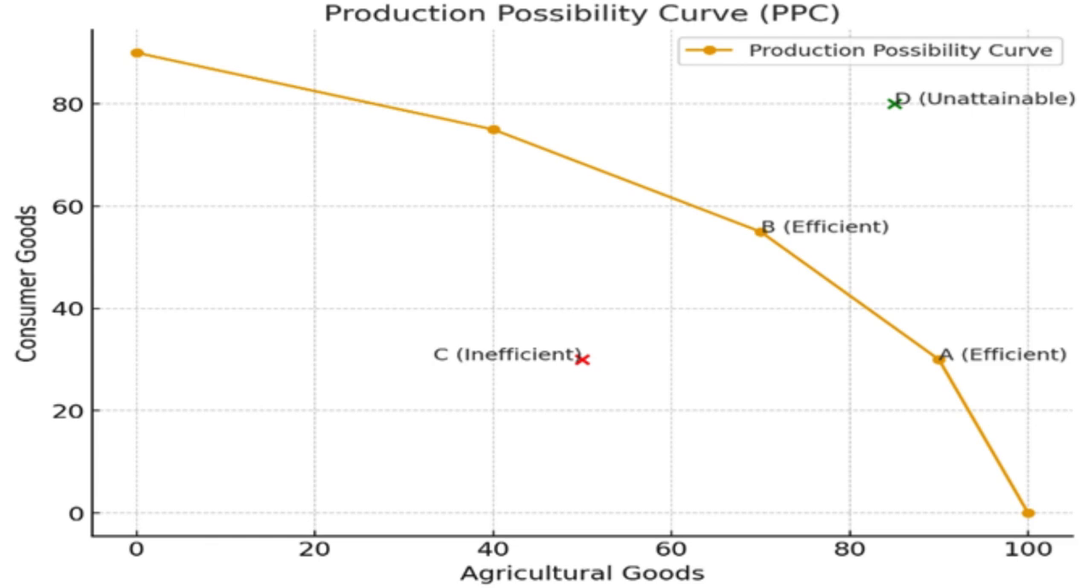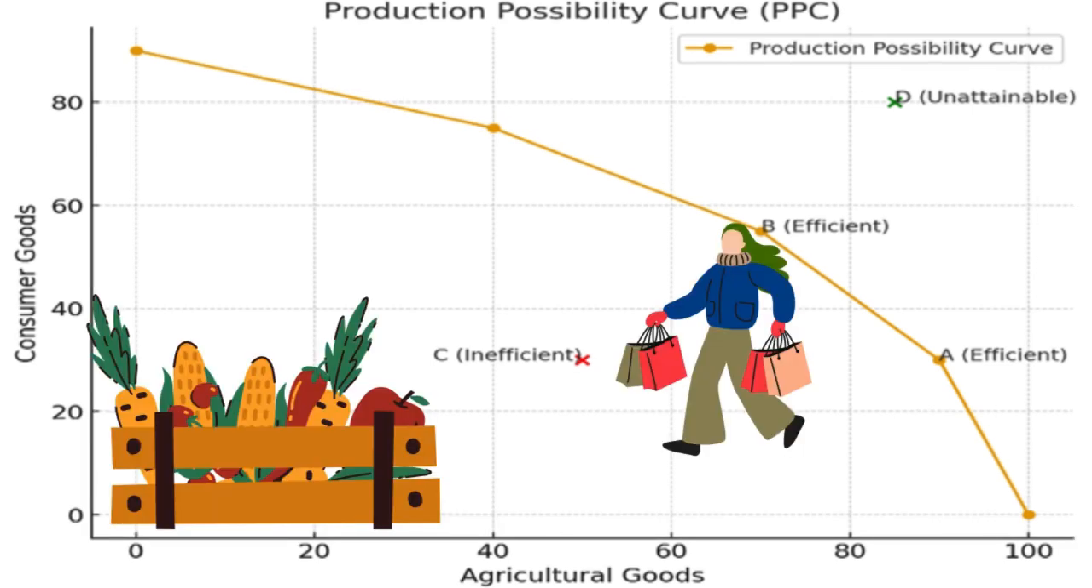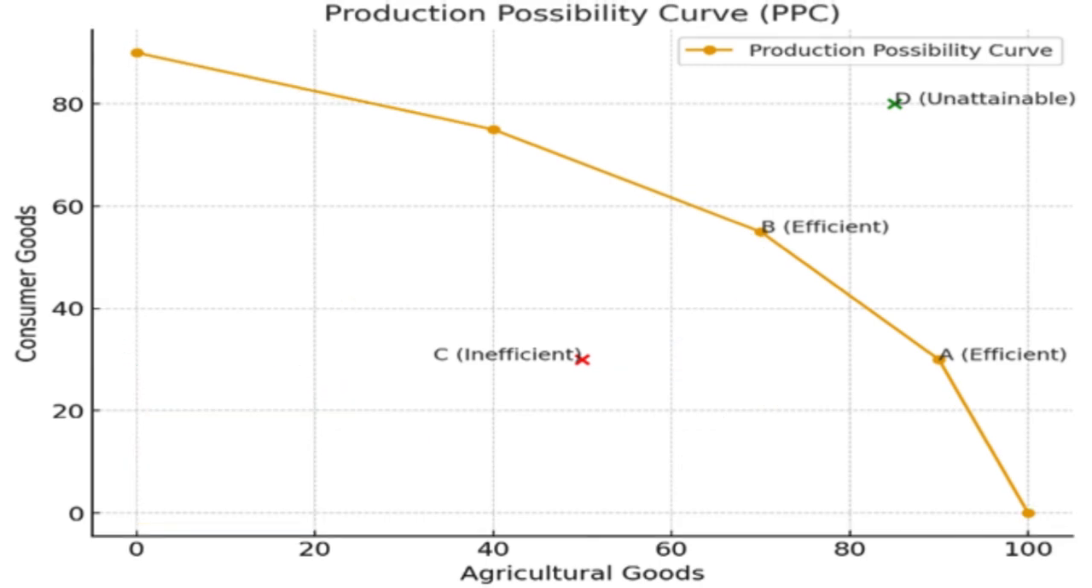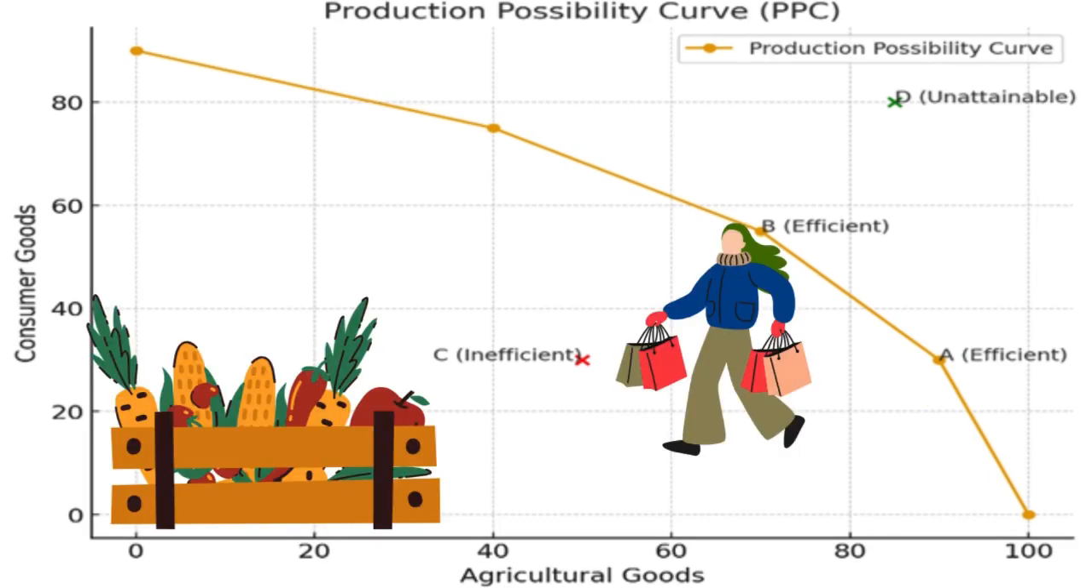Let's look at an example to make this clearer. Imagine an economy that produces agriculture goods and consumer goods. If all resources are used for agriculture, the economy can produce a large amount of agriculture goods but no consumer goods. On the other hand, if all resources are devoted to consumer goods, the economy produces many consumer goods but no agriculture goods. When we plot this production possibility on a graph with agriculture goods on one axis and consumer goods on the other, the curve that connects the points is what we call the production possibility curve.